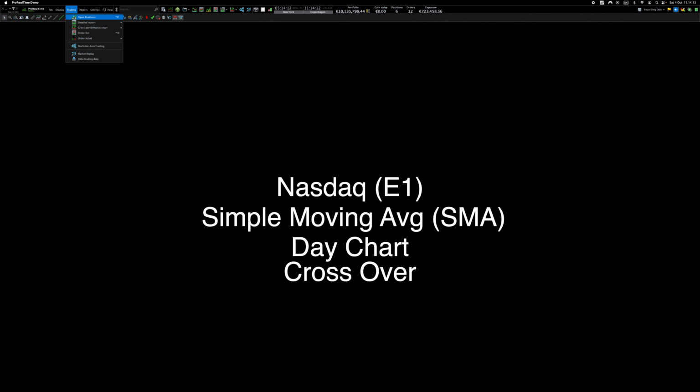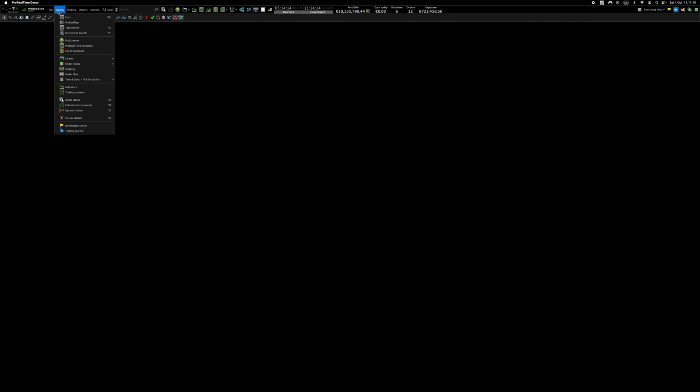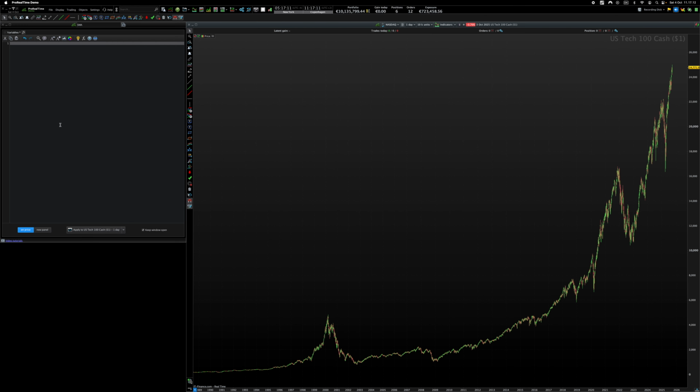Okay, let me just get the chart out here. Here I have the window that I will place the code or build a code for an indicator. This is the US Tech 100, also Nasdaq, with one contract equal $1. I'm saying that because some of them is 5, so one contract is equal 5. It's just to get it out of the way.